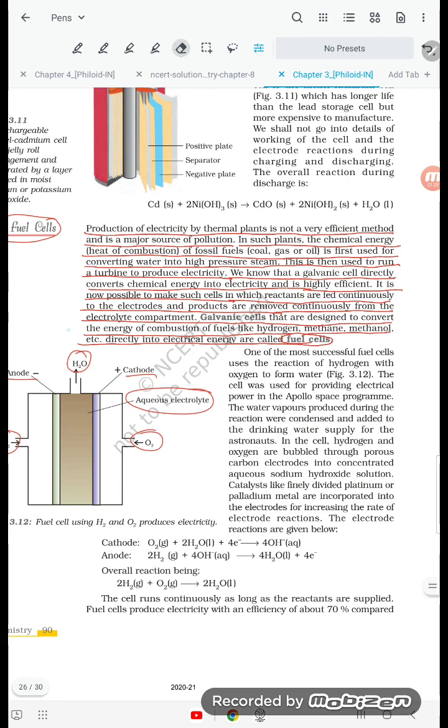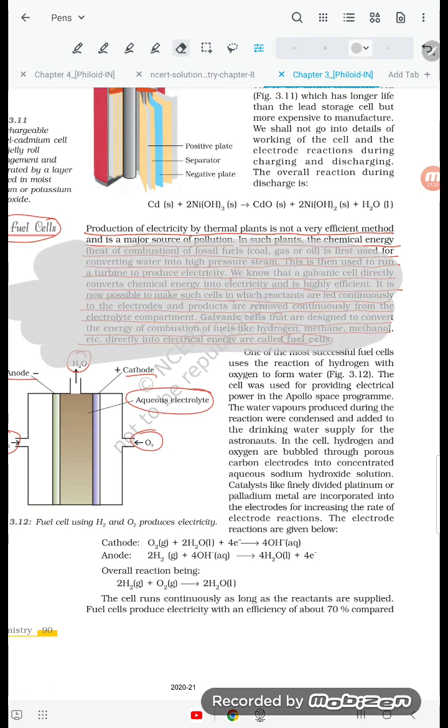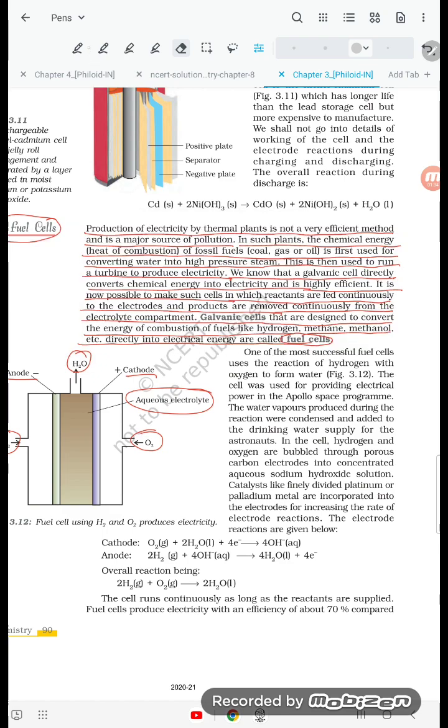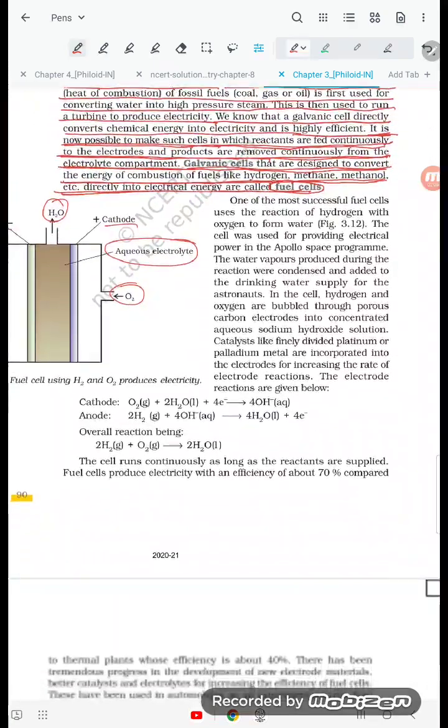So student, from which line it is very important that you need to know, dear student. The line which is important is: it is now possible to make cells in which reactants are fed continuously to the electrodes and products are removed continuously from the electrolyte compartment. Galvanic cells that are designed to convert the energy of combustion of fuel like hydrogen, methane, methanol, etc. directly to electrical energy are called fuel cells.